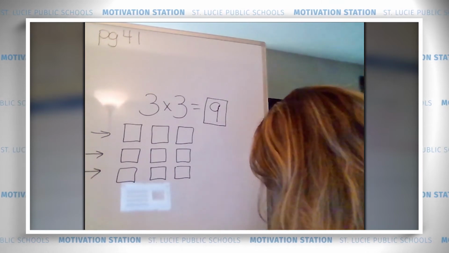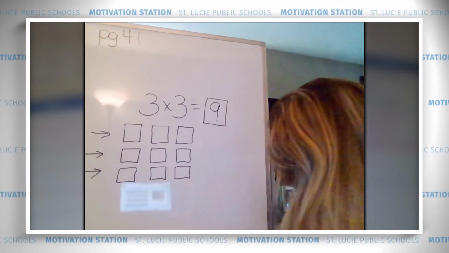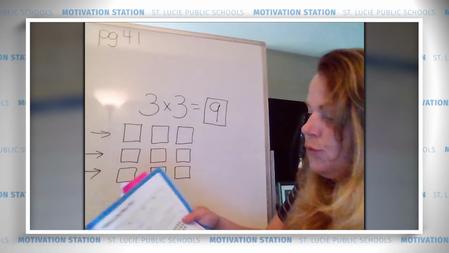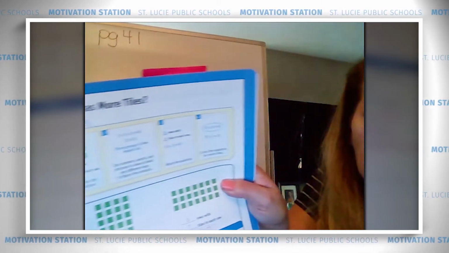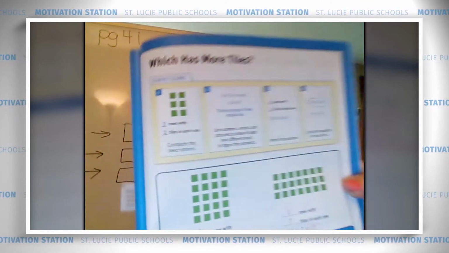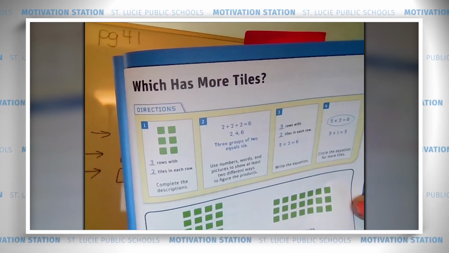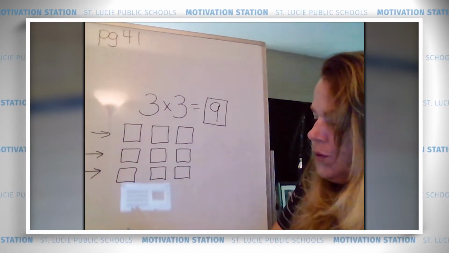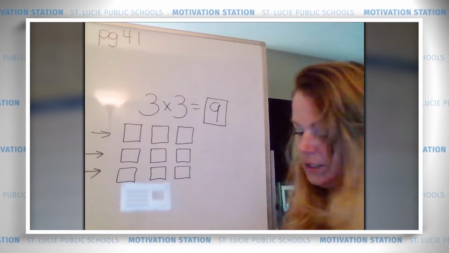All right, so turn to page 43 and 44 in your workbook. So 43 says, which has more tiles? You should be on this page with me, and I'm going to read the directions. So 3 rows with 2 tiles in each row.